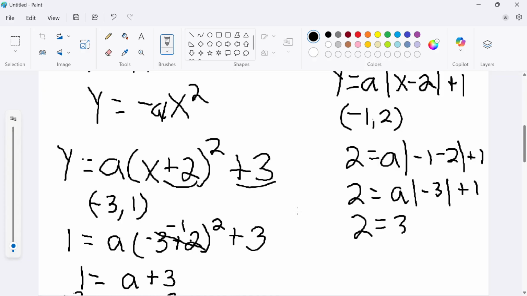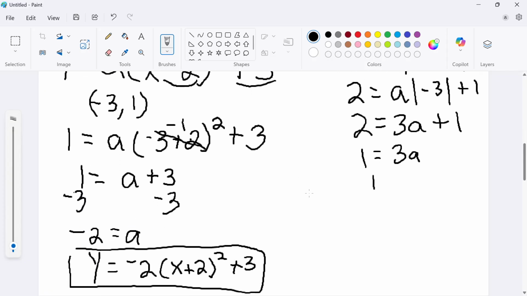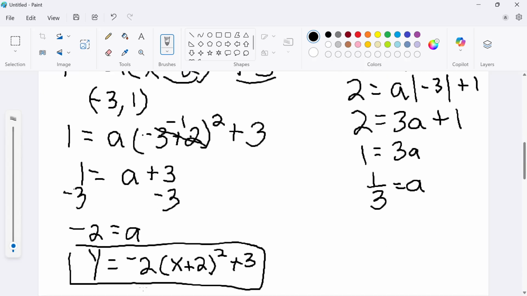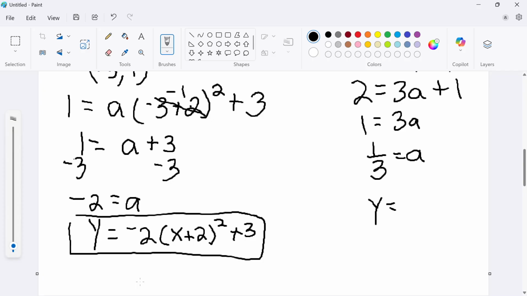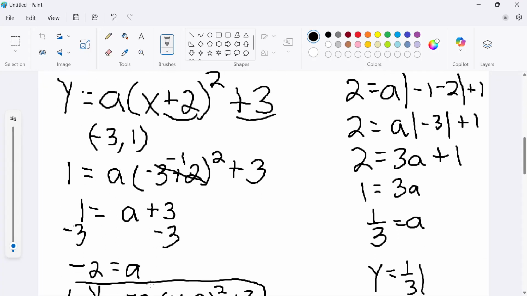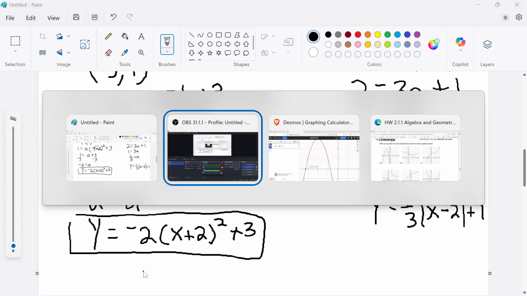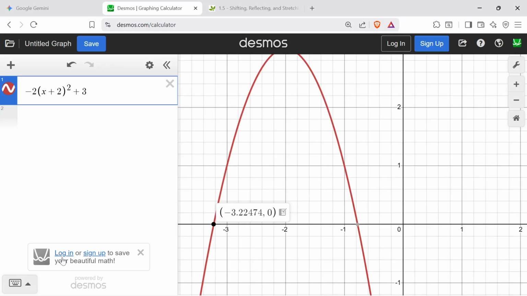2 equals 3a plus 1. Subtract 1 from both sides. 2 minus 1 is 1 equals 3a. And I divide both sides by 3. 1/3 equals a. So I found my a by using integer points. So I go y equals 1/3, and then inside the absolute value is x minus 2, plus 1. And let me put that into Desmos just to double check it.